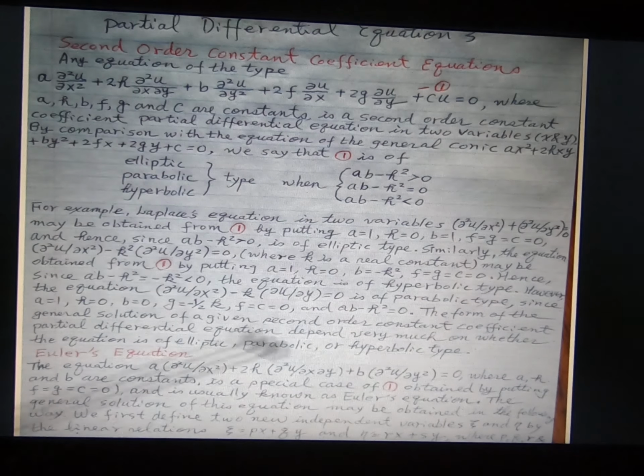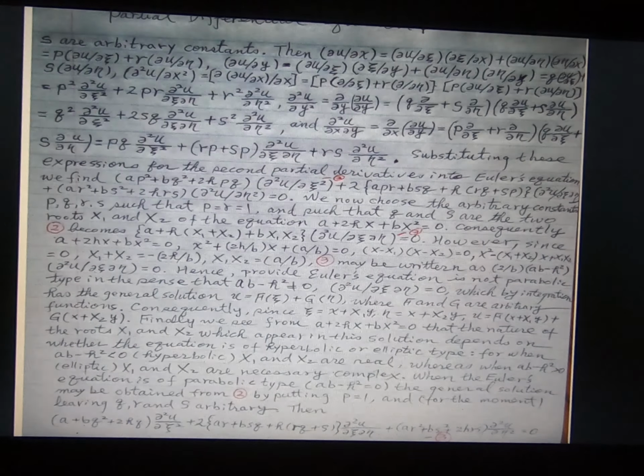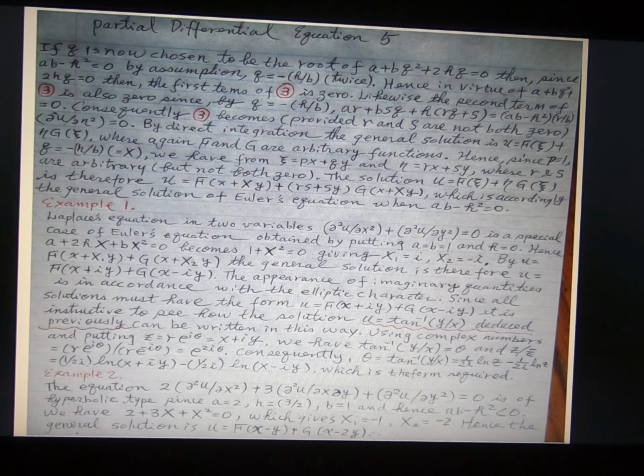It can be written like this. And you can see how this goes, and it can be solved like this. And these are the examples. We use the Laplace equation like this as an example, and you can see how it's solved. And example 2, to solve this partial differential equation.